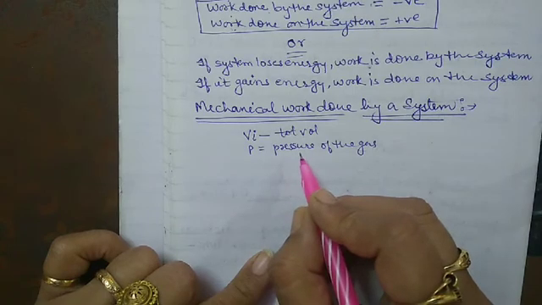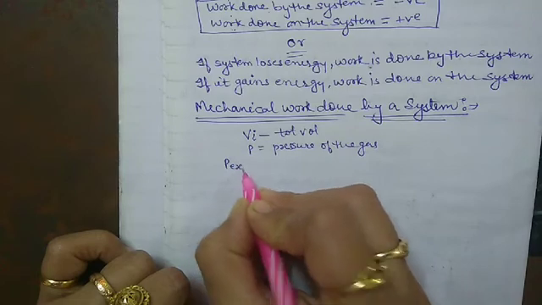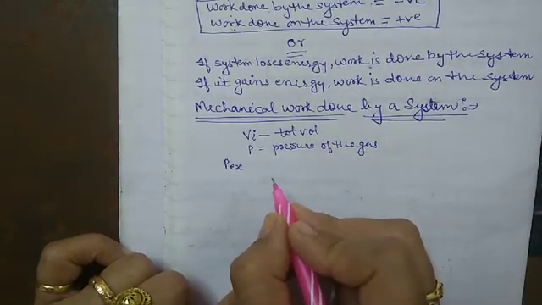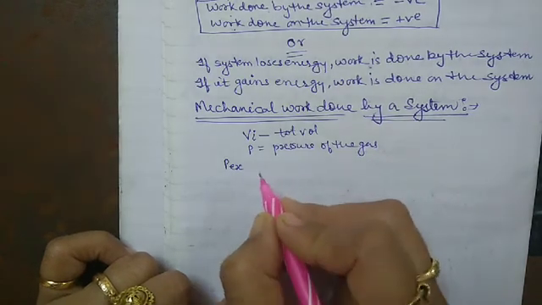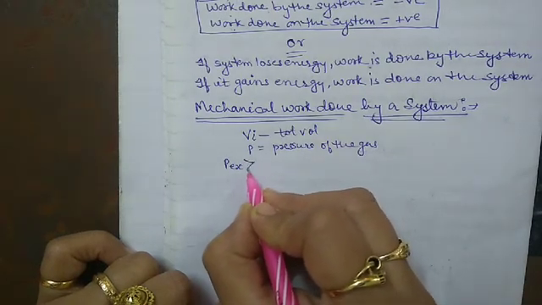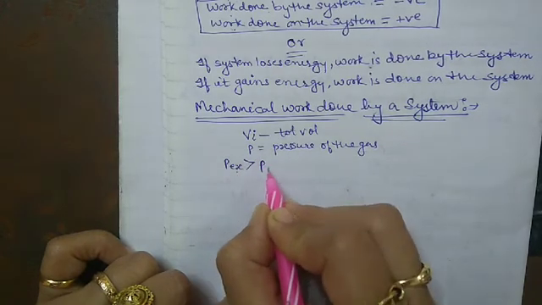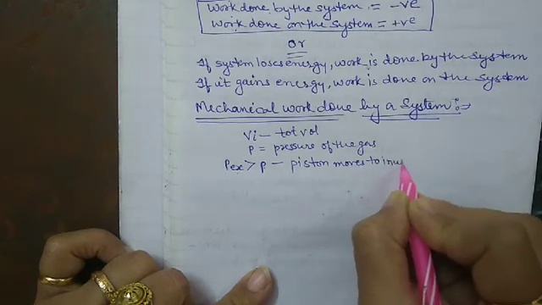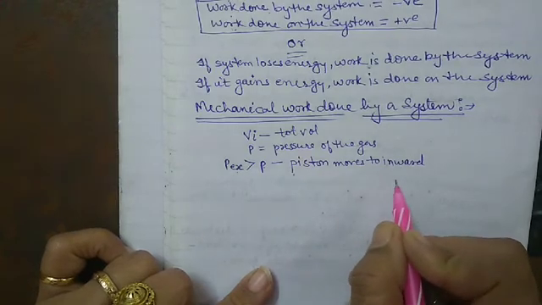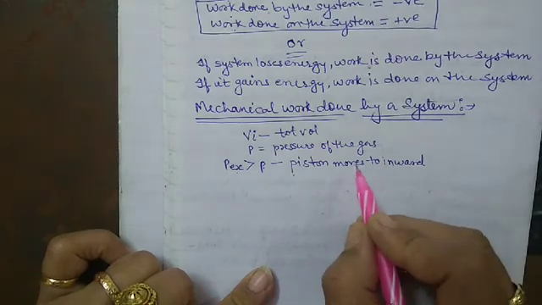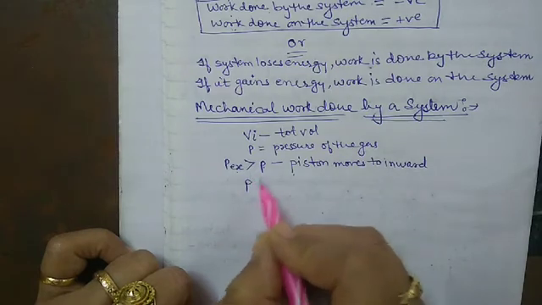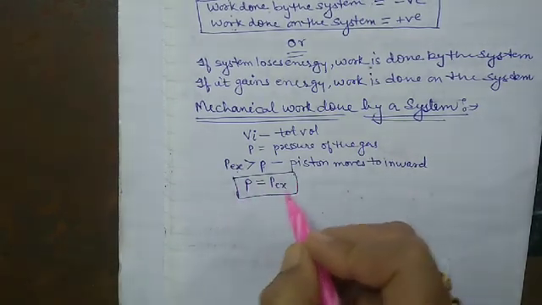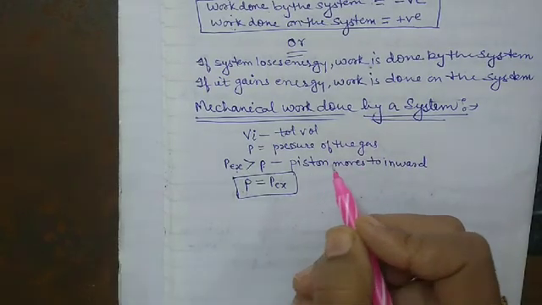Now I have already discussed that if we apply the external pressure, that is P external, the position of the piston changes and the piston moves in the inward direction when P external is greater than P. When P external is greater than P, definitely the piston moves inward, till the pressure of the gas P becomes equal to the external pressure.